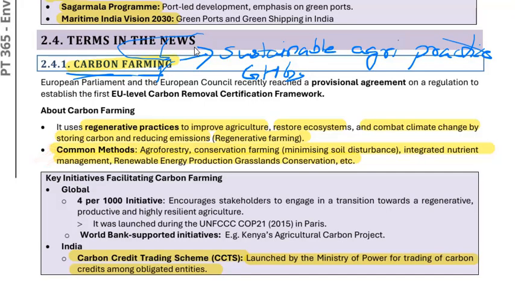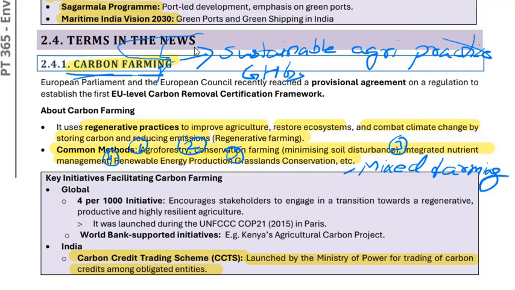What are the common methods? Common methods are agroforestry, conservation farming, that is minimizing soil disturbances, integrating nutrient management, renewable energy production, grassland conservation, etc. These are the methods for carbon farming. It can directly be asked, what are the methods for carbon farming? First method is agroforestry. Second is conservation farming, that is minimizing soil disturbance. Third is integrating nutrient management. Fourth is renewable energy production. Fifth is grassland conservation. You can also add mixed farming. These all are methods of carbon farming.